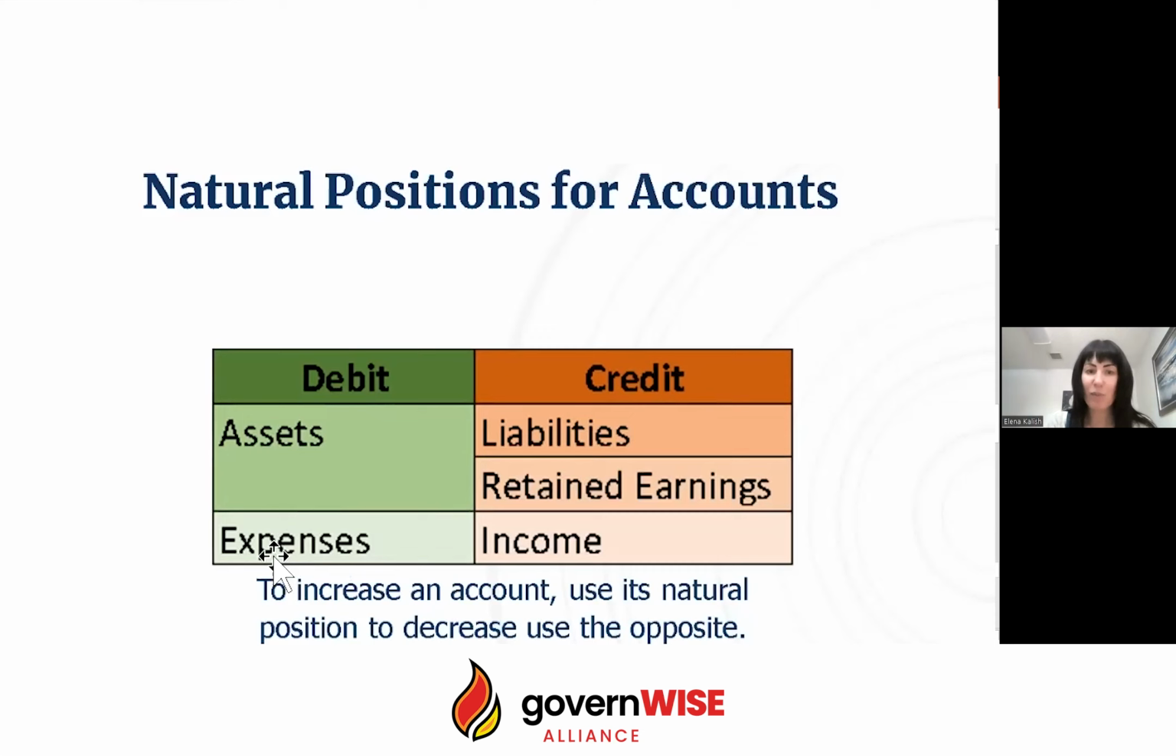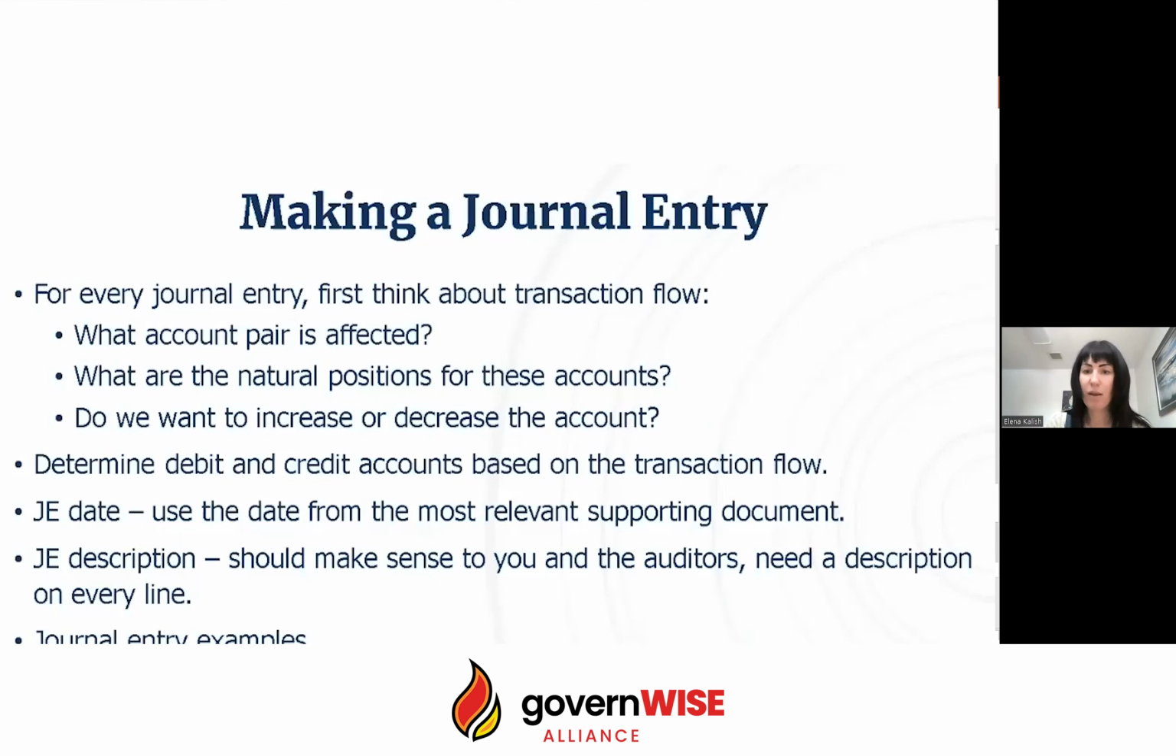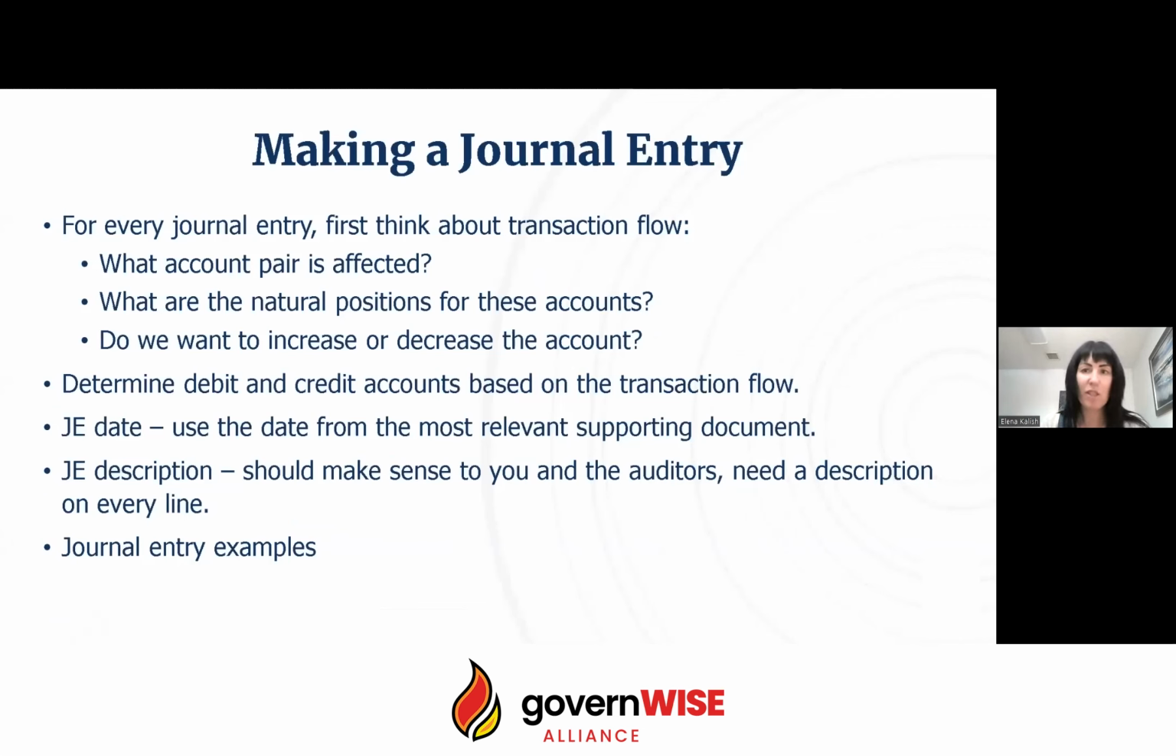So I debit expenses, my grocery expenses $100, and then I credit my credit card, because that's a liability, and I'm increasing the liability, credit card payable, and here it says it's a credit. There are some questions here to hopefully make it easier for us. What account pairs are affected? What are the natural positions of these accounts? And are we increasing or decreasing the accounts?